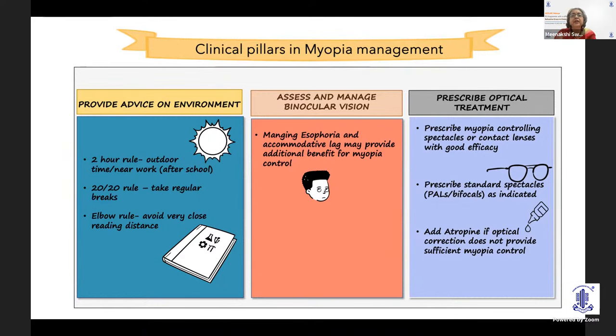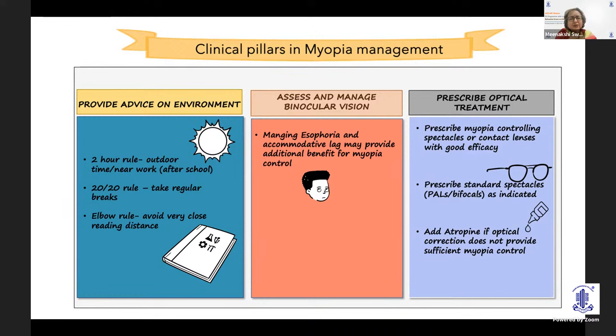The clinical pillars of myopia management: provide advice on the environment, assess and manage binocular vision, prescribe optical and pharmacological treatment. So we talk a little bit about each of these. What do we mean by advice on environment? 2-hour rule, that is outdoor time versus near work time balance. You need to have at least 2 hours of outdoor time.